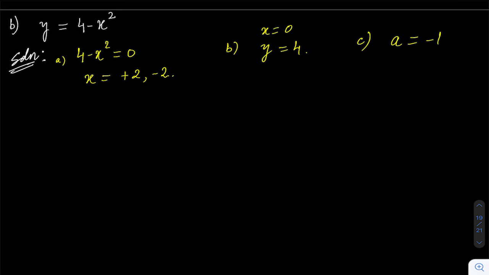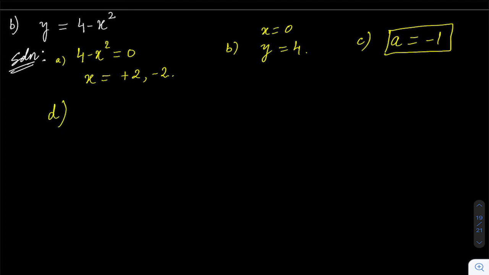A is minus 1 in this. Don't take a to be the first value, whatever it is, that is 4. No. A is the coefficient of x square. Whatever is written in front of x square, that is our a. A is minus 1. And the D part is vertex.